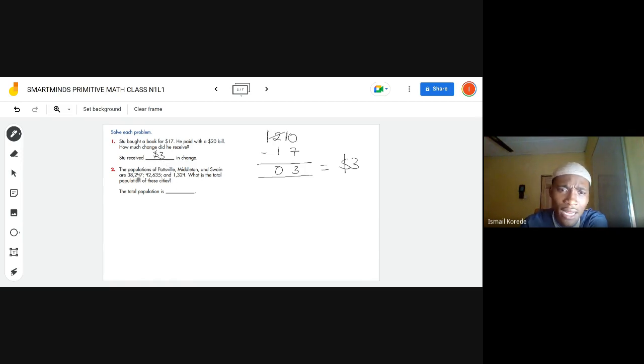Now let's look at another example, example 2. The populations of Pottsville, Middleton, and Swain are 38,247, 42,635, and 1,324. What is the total population of these cities? So we have the population for Pottsville to be 38,247, for Middleton 42,635, and for Swain 1,324. For the three cities, what is the total population?